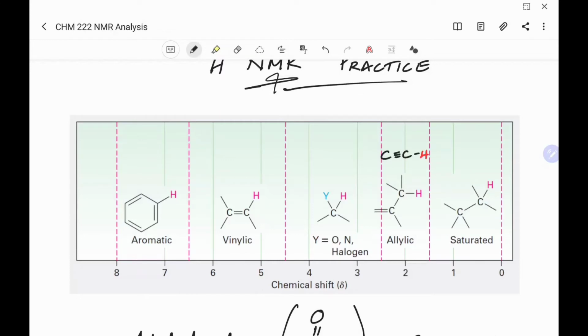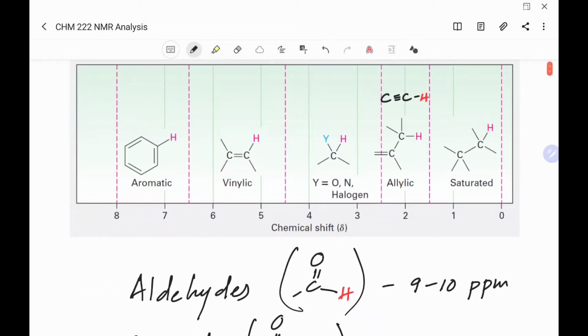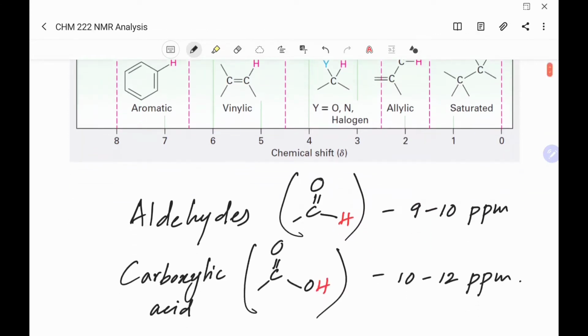That is the understanding I want you to have when doing these proton NMR practice problems. By the way, the chemical shift table in your textbook is missing some very common chemical environments, especially a triple bond next to a hydrogen. The chemical shift of that hydrogen is around 2 ppm, so the triple bond is basically adding +1 to the chemical shift. Aldehyde hydrogens are typically found between 9 and 10 ppm, and carboxylic acid hydrogens around 10 to 12 ppm.